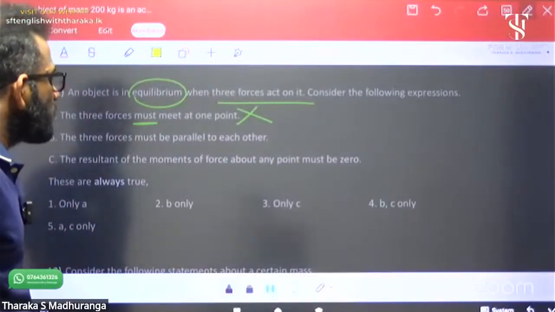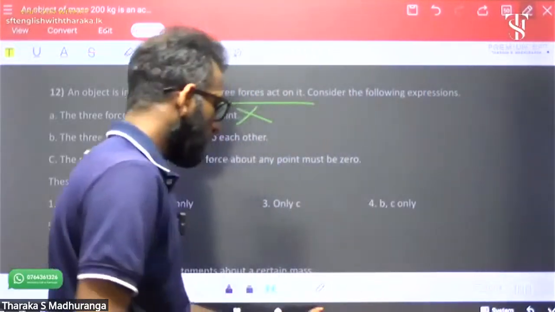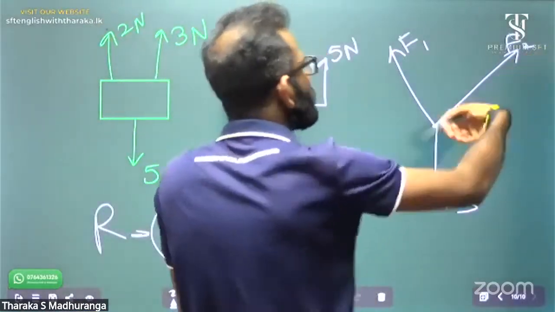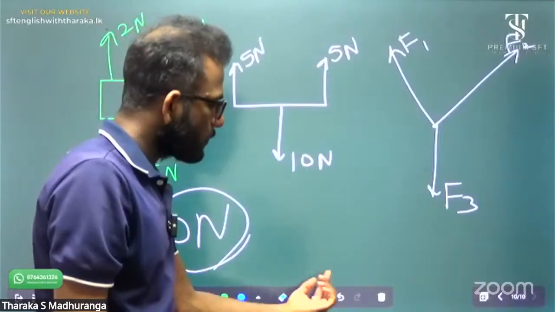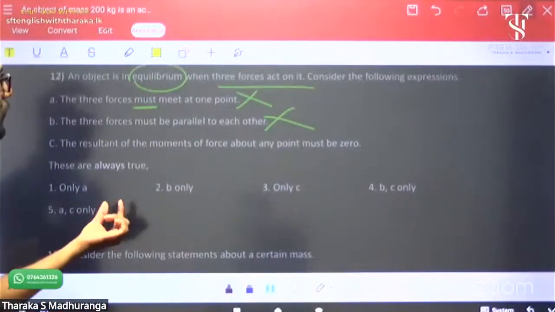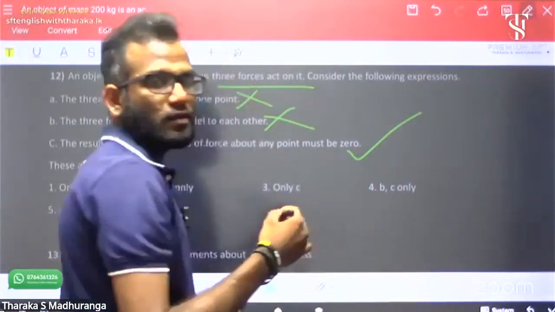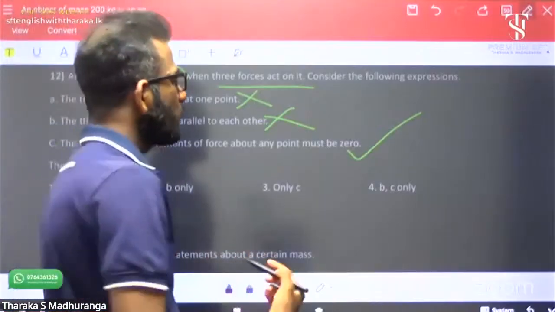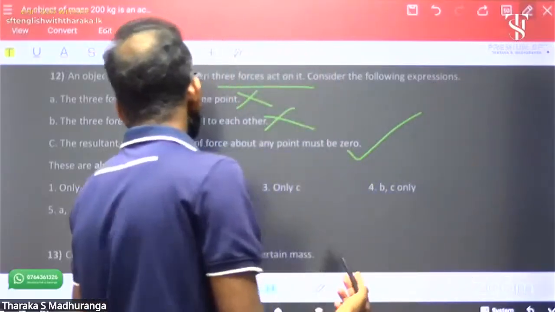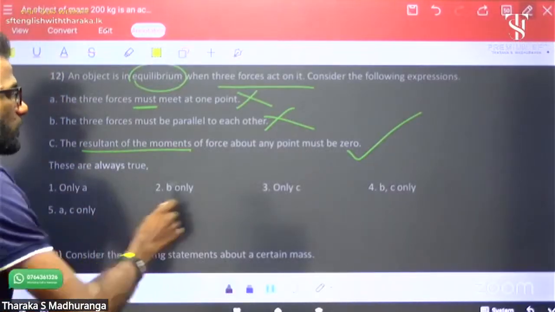The three forces must be parallel to each other. No need for parallel. Not must. If it is parallel, it's balance, okay. But this one is not parallel. Not parallel to each other, but it is possible to balance. So the result of the moment of force about any point must be 0. Yes, very good. This final point is correct, because the resultant moment about any point is 0, only 0.